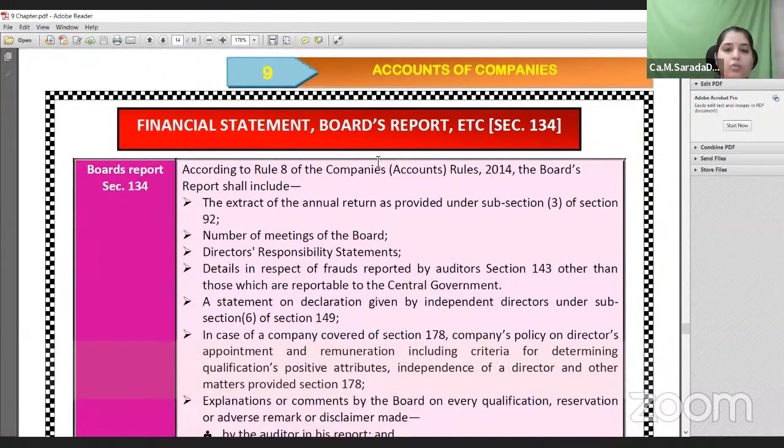Okay, so I have already told you, along with the financial statements, the board of directors should also give their board report. What are the contents of the board report, ma'am? Generally, according to Rule 8 of the Companies Act, the board report will contain the following details.